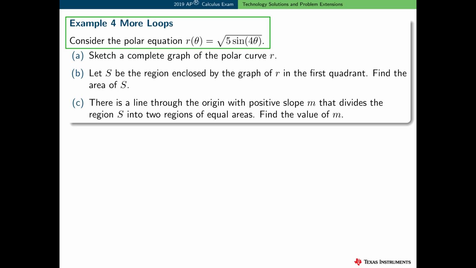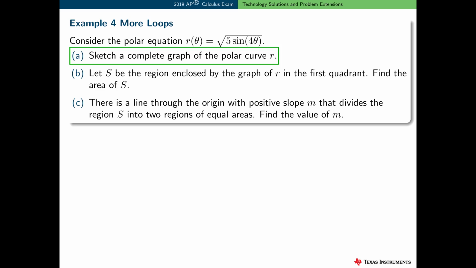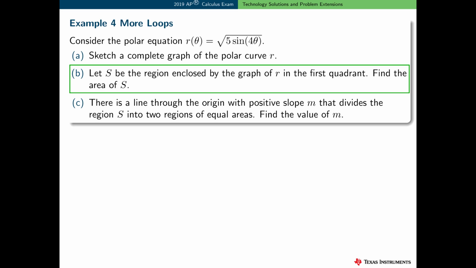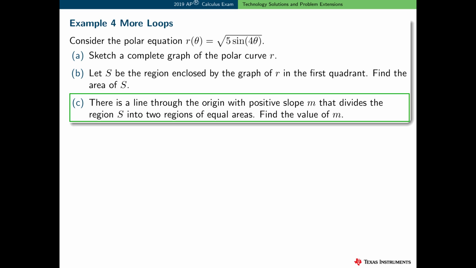And here's one more example for you to try. Consider this polar equation. First, try to sketch a complete graph of this polar curve. And then let S be the region enclosed by the graph of r in the first quadrant. Find the area of S. And finally, you know there's a line through the origin with positive slope m that divides the region S into two regions of equal areas. Find the value of m.